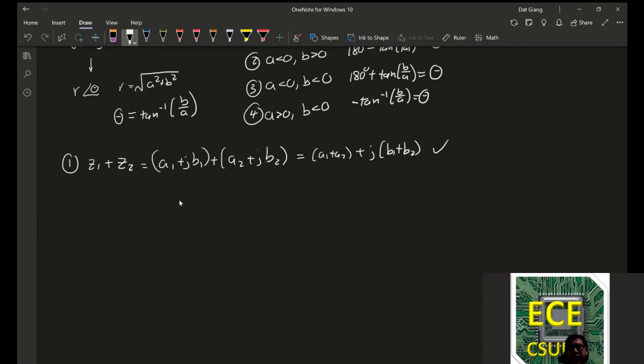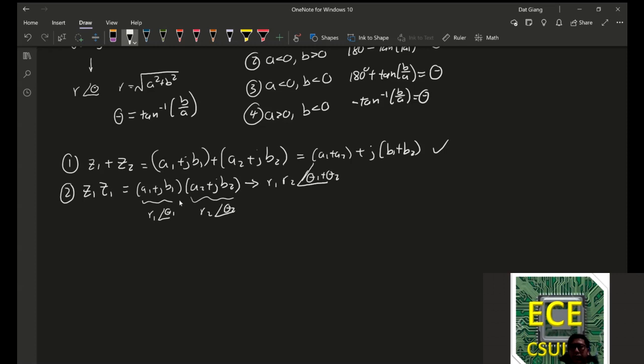A similar operation applies for subtraction. Now, what happens if you multiply them together? In this situation, it would be preferable to talk about them in terms of polar coordinates. So a1 plus jb1 and a2 plus jb2 are much better talked about by calling this r1 angle theta 1, and right here r2 angle theta 2.